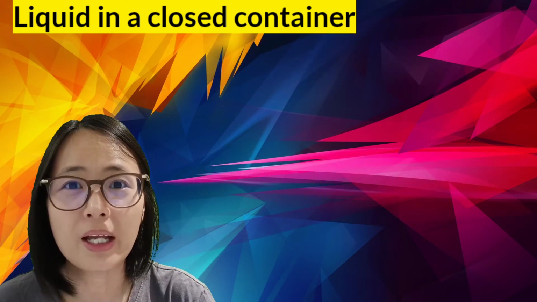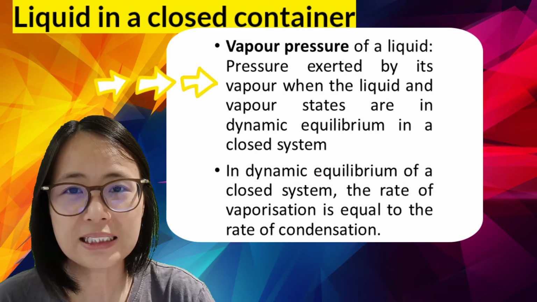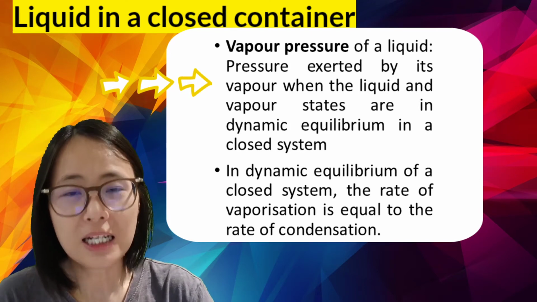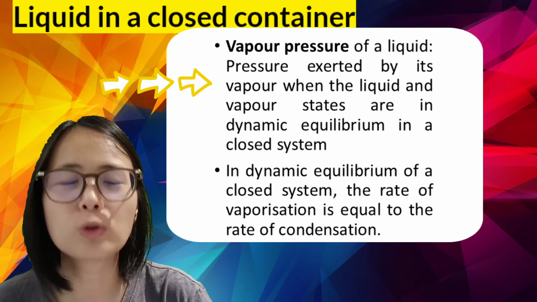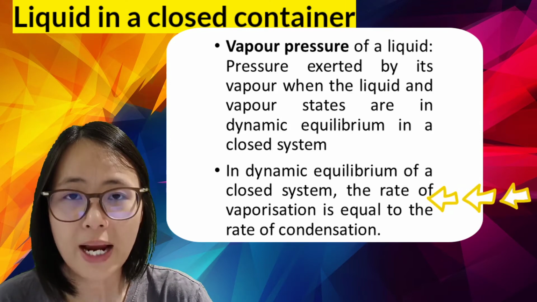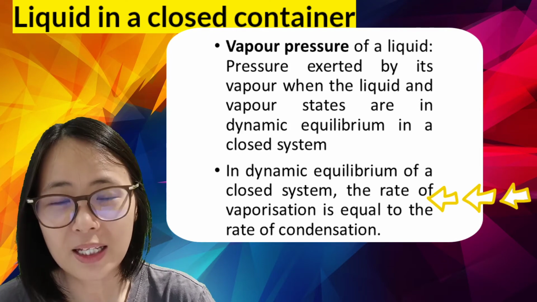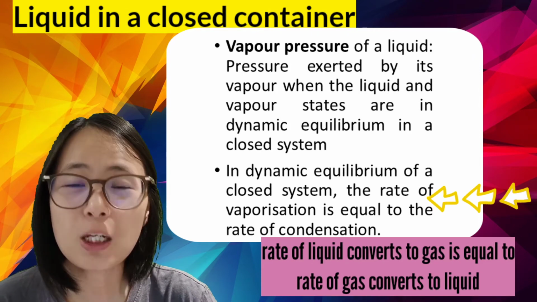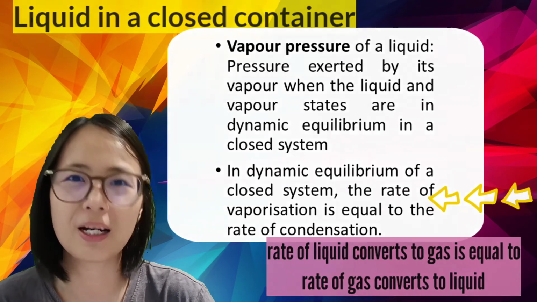So now shall we look at the definition of vapor pressure. Vapor pressure is the pressure exerted by the vapor when the liquid and the vapor are in dynamic equilibrium in a closed system. In the dynamic equilibrium of a closed system, the rate of vaporization is equal to the rate of condensation. This means that the rate at which liquid particles convert to gas particles is equal to the rate at which gas particles convert back to liquid particles.